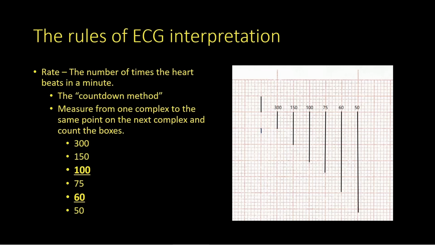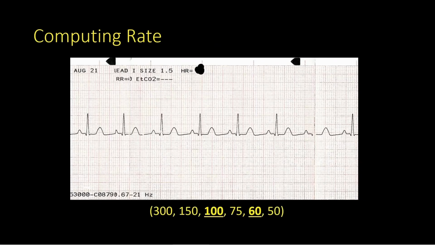Now this can be very handy, especially if you're trying to come up with a rate in a hurry, if you don't have a 6-second strip, if you've got a very limited printout, you can go through and say, okay, the first beat was right here, the next one was right here, so I can count down 300, 150, 100, 75. Okay, this rhythm is about 75 beats a minute. Now this may sound kind of contorted right now, but when you get into some strips, we'll work with it and we'll see. So let's see how we're going to compute rates.